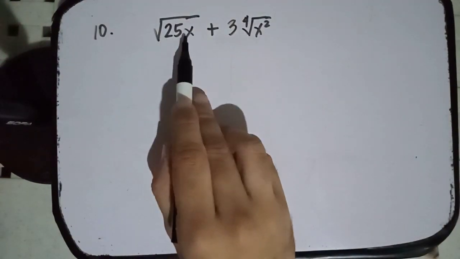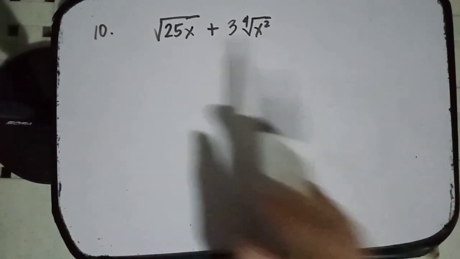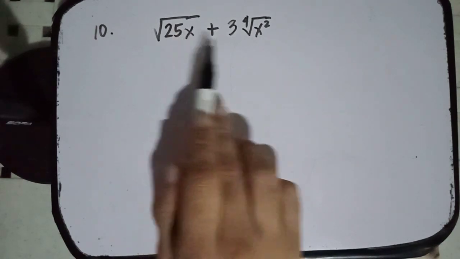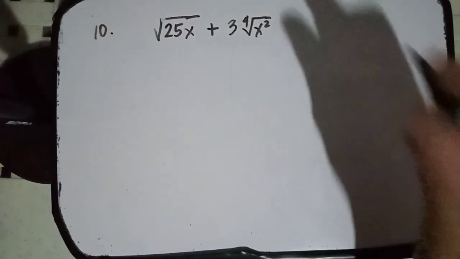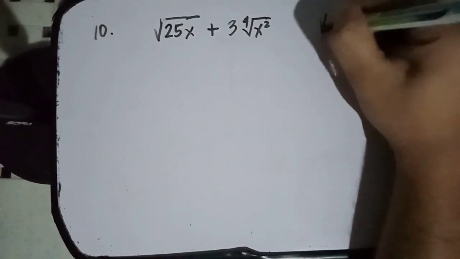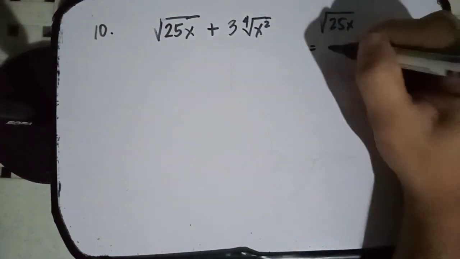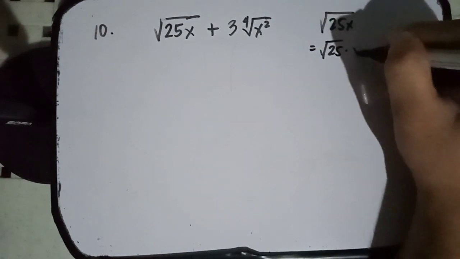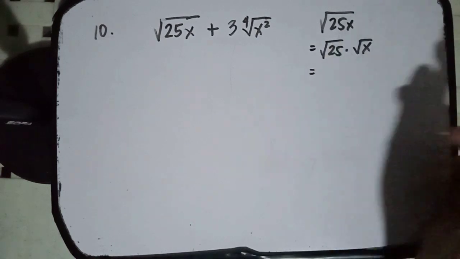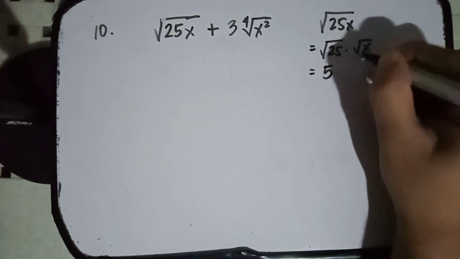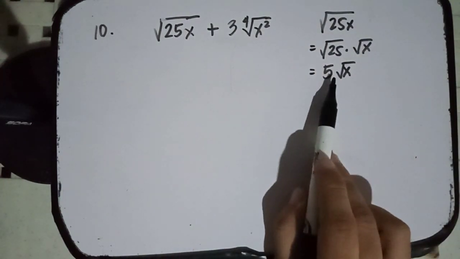Next, number 10, we have square root of 25x plus 3 times 4th root of x squared. So, again, we have to simplify first the radicals if possible. So, posible nga i-simplify to. Okay, itong dalawa. Okay, so from square root of 25x, paghiwalay natin sila, ano po? So, square root of 25 times square root of x. And we know that square root of 25 is equal to 5. Okay? So, 5, then square root of x.